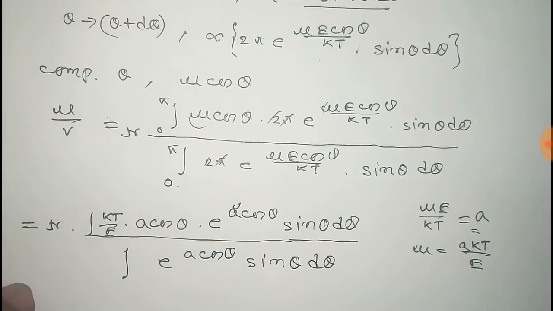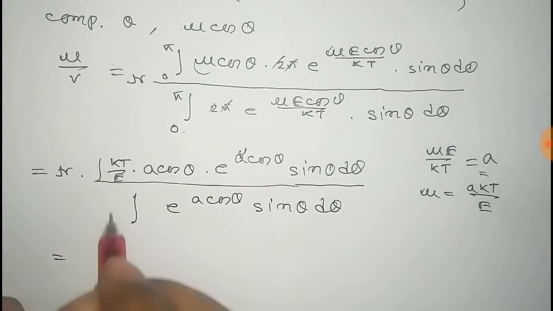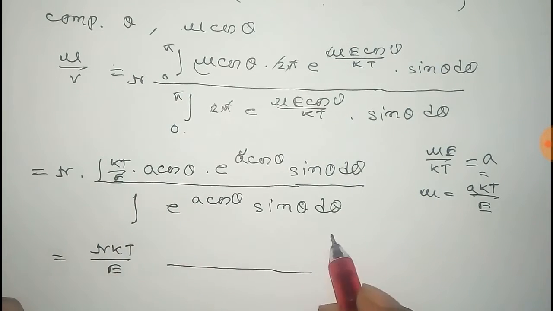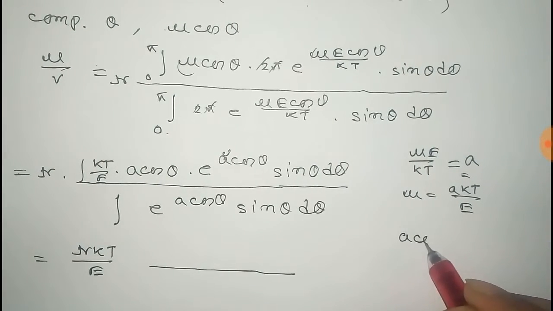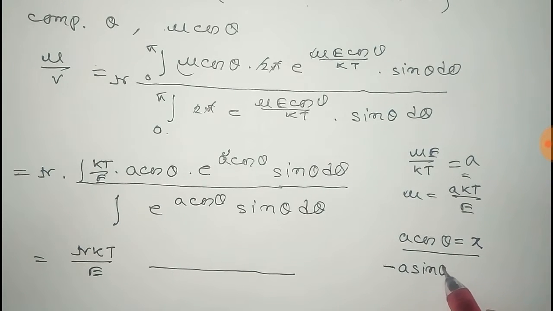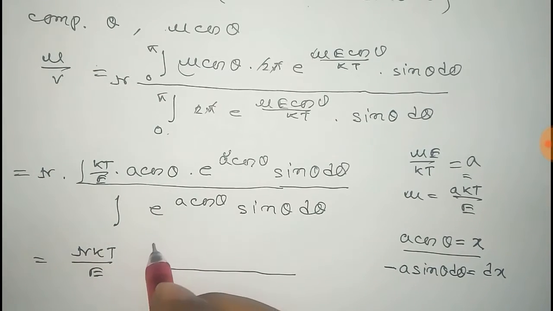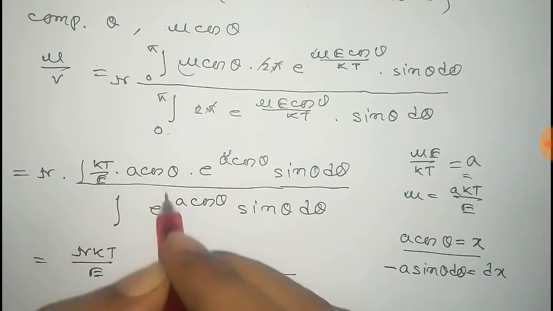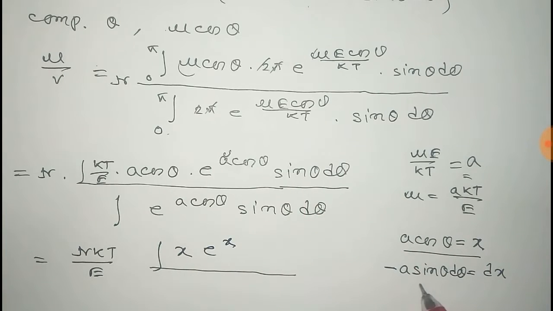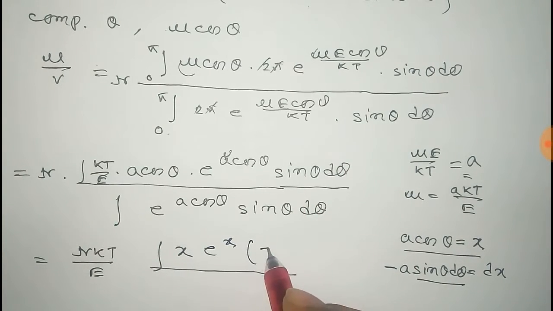Now this is equal to, since kT by E is constant, n kT by E comes out of the integral. To integrate this, we consider a cos theta equal to a new variable x, and differentiating both sides of this equation we get minus a sin theta d theta equal to dx. Now put the value of this in this case: a cos theta is equal to x, so e to the power x, and the value of sin theta d theta from this is equal to minus dx by a.